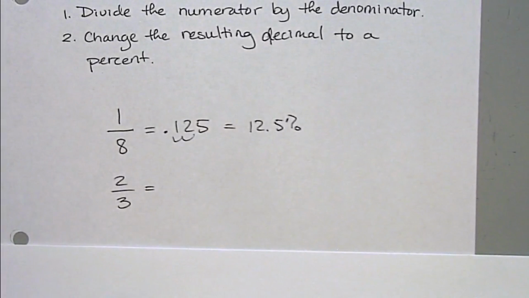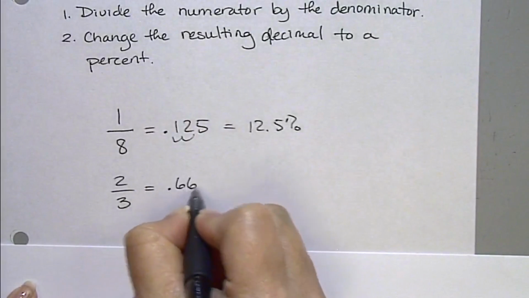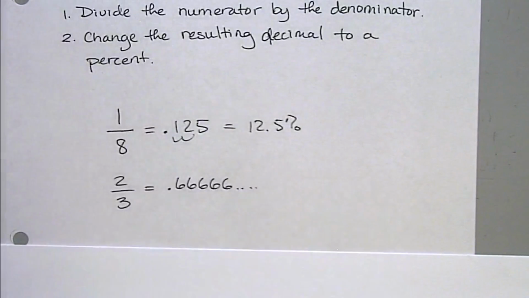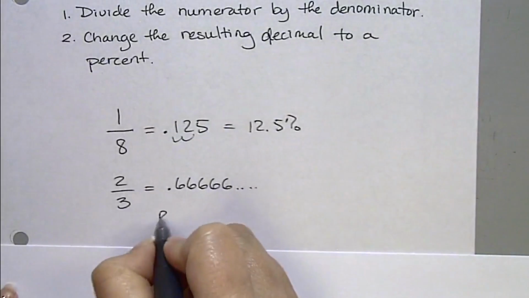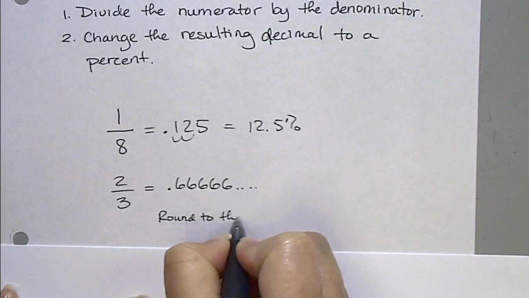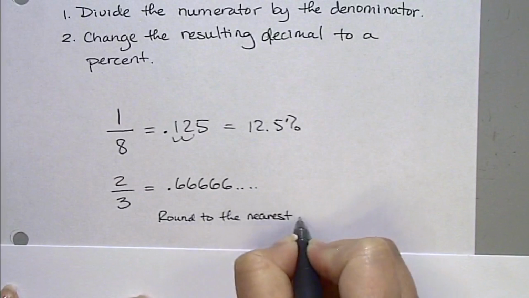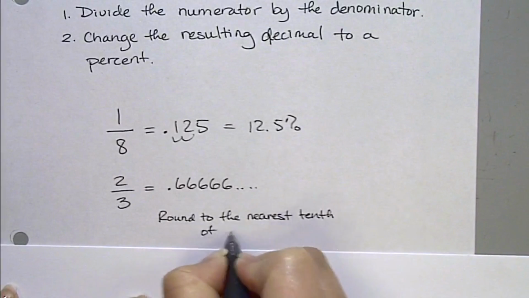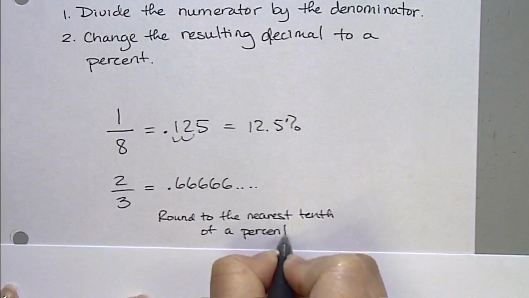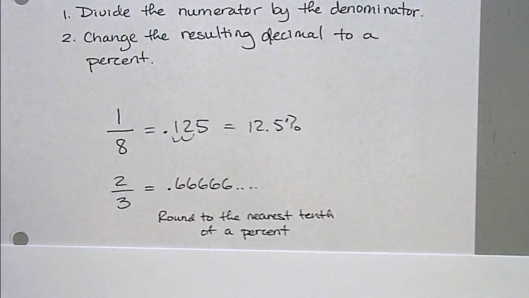But what if you get something like 2/3? When you put 2/3 into your calculator, what do you get? 0.666666, and so on. It's a repeating decimal. So the problem will say round to the nearest 1/10 of a percent. Normally that's what the instructions are. Well, in order to round to the nearest 1/10 of a percent, you first have to convert to a percent.